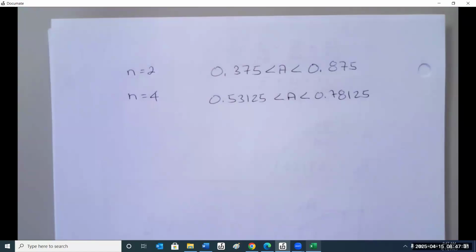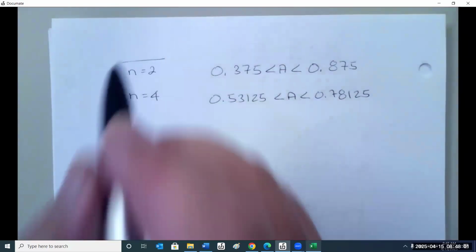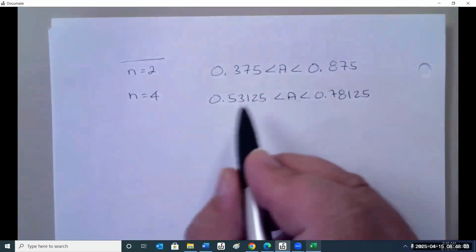So what do we notice here? The area is always less than the upper sum, it has to be. And they're very close when n is large. Yes. So the more divisions we make, the closer they get.